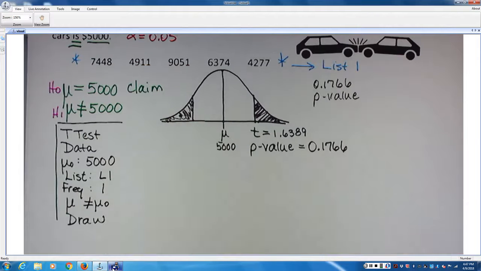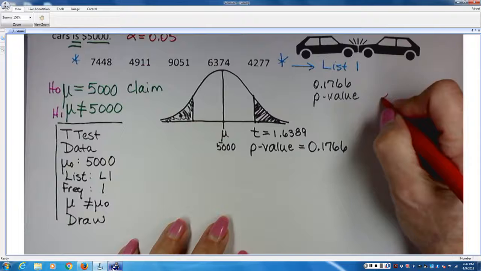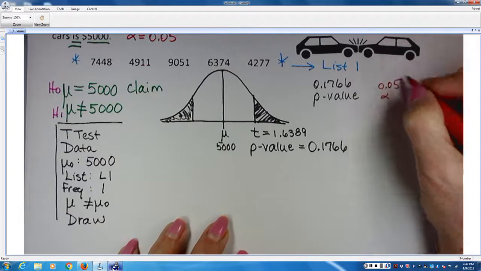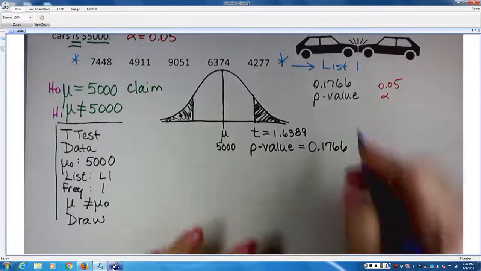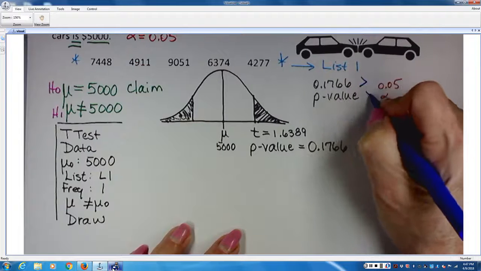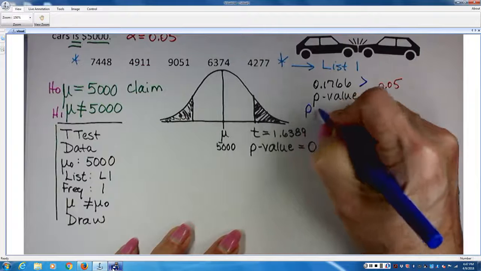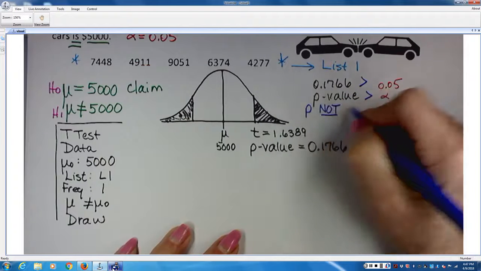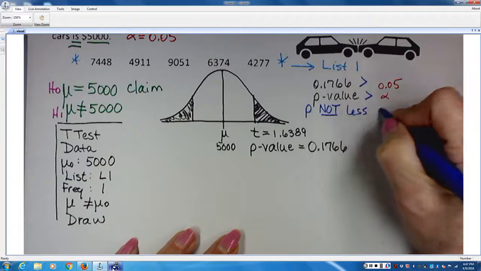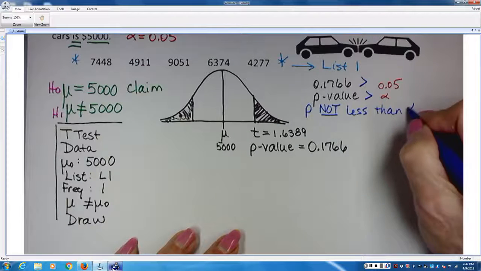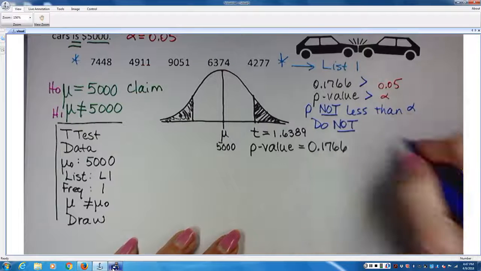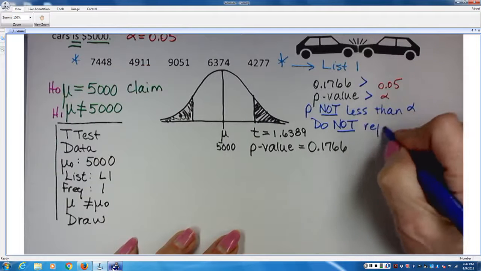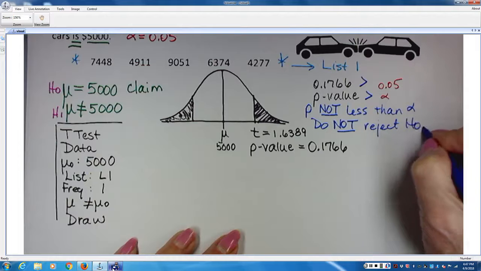is going to be compared to alpha, which was 0.05, and of course 0.1766 is not less than 0.05. It is greater than. P is not less than alpha. Do not reject H0.